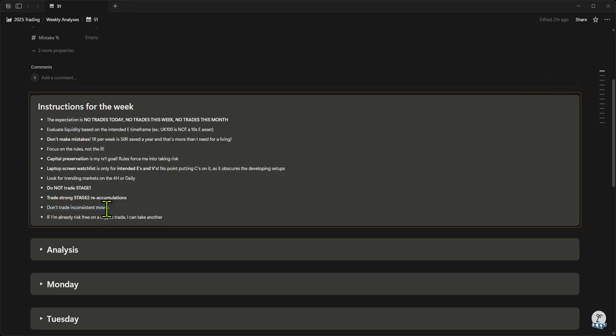Don't trade inconsistent moves. Just because there's a nice move coming out of a completely inconsistent market does not mean I should trade it, right? I want to see some consistency. And if I'm already risk free on not just a crypto trade, any trade, I can take another. Yeah, these instructions feel like I have good experience with them already. Still working on the patience, of course, but generally I'm aware of all of this.